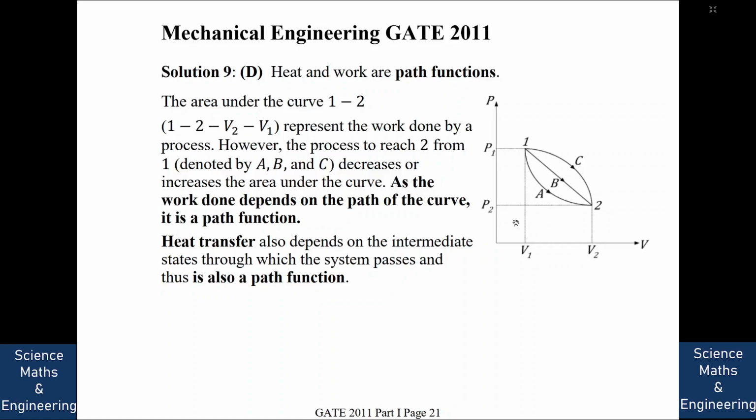And as work done is the area under the curve 1, 2, as the curve varies when we take the different paths, the work done also varies. That means the work done depends on the path of the curve, so that is why it is known as a path function. Similarly, heat transfer also depends on the intermediate states through which the system passes, and thus it is also a path function. Okay, so we'll go to the next question.